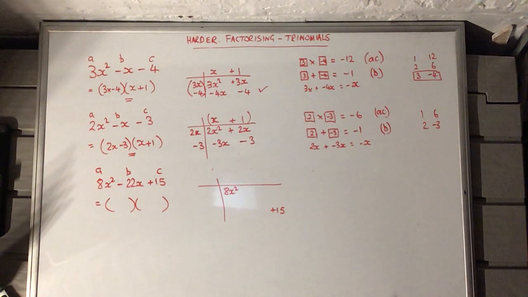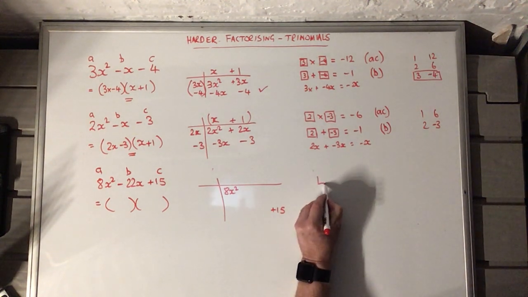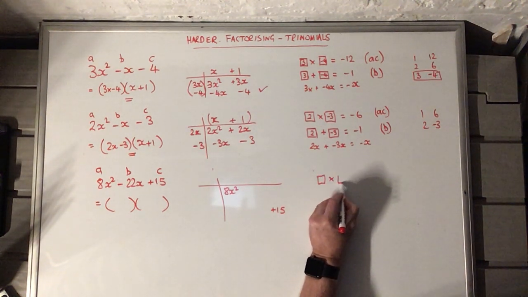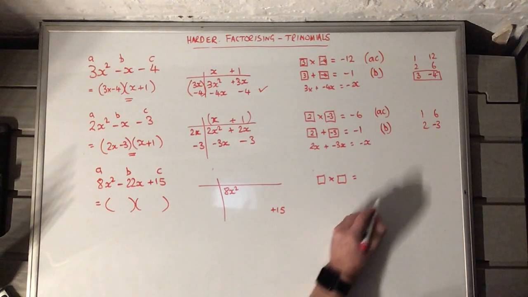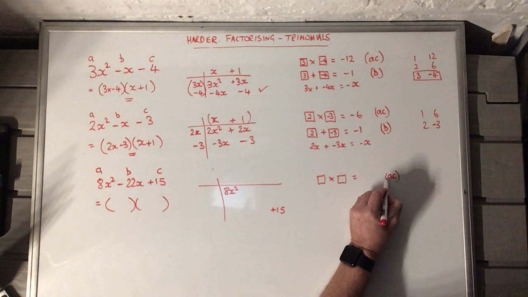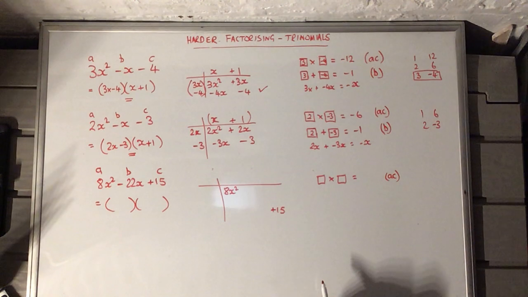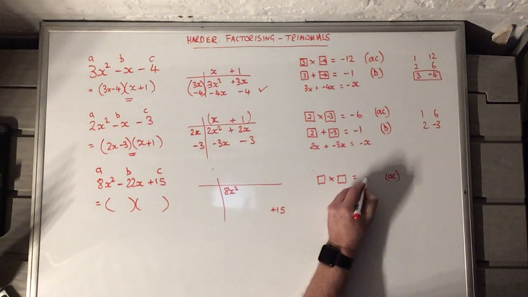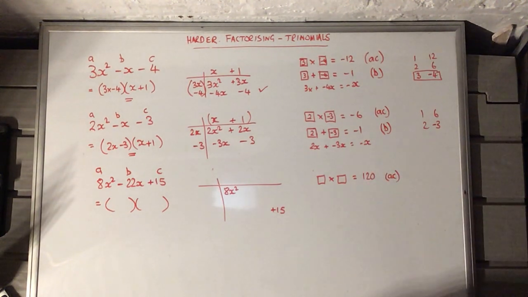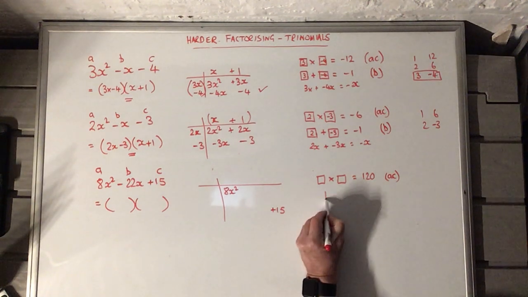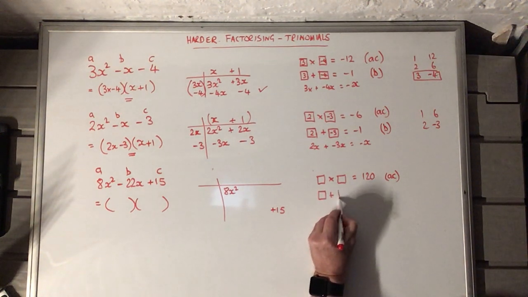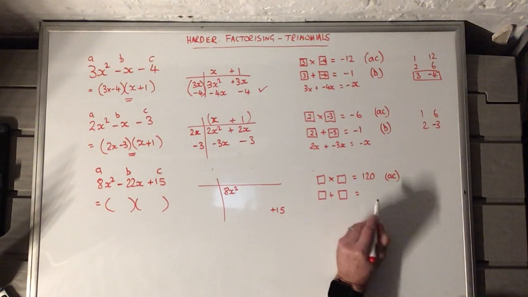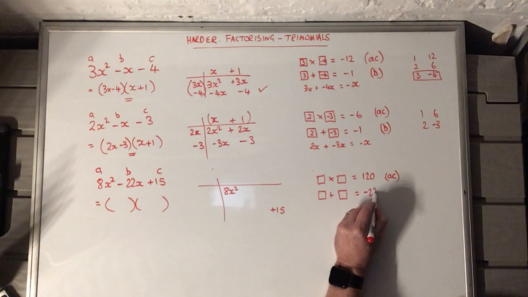And we need now two numbers that multiply to give me AC. AC being 8 times 15. 8 times 15, that's 120. Quite a lot. And the same two numbers, when we add them together, must give me negative 22.